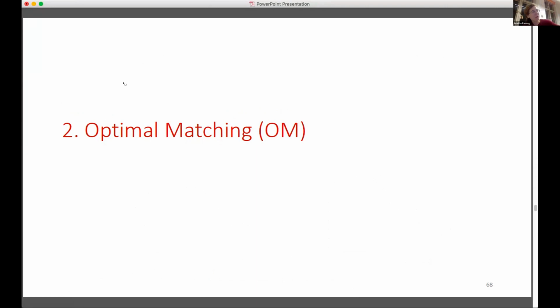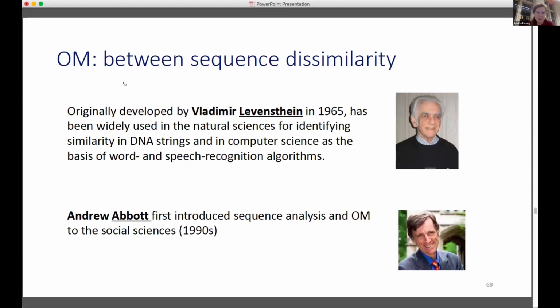So here, optimal matching, which, as I already mentioned, was originally developed in biology to analyze these strings of DNA. And by the way, if you do a Google search, there's a type of optimal matching algorithm comparing the letters that you type into your search to letters on the internet. So search engines also use these types of algorithms. It has really become the standard form of sequence analysis used in the social sciences, but there are others. It was originally developed by Vladimir Levenshtein in 1965, and as I already said, for DNA and speech recognition algorithms.